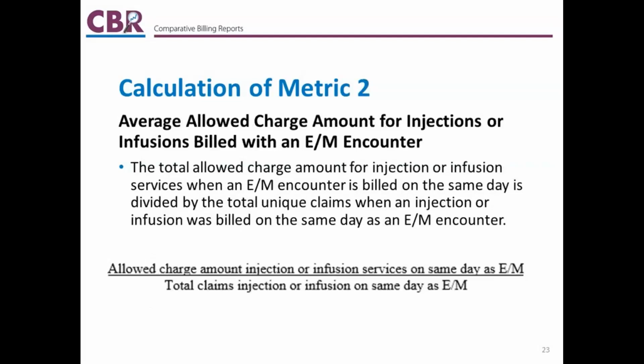Next, we have metric 2, average allowed charge amount for injections or infusions billed with an E&M encounter. Metric 2 is calculated by dividing the total allowed charge amount for injection or infusion services when an E&M encounter is billed on the same day by the total unique claims when an injection or infusion was billed on the same day as an E&M encounter. With that in mind, let's see where the sample provider fell with their results.